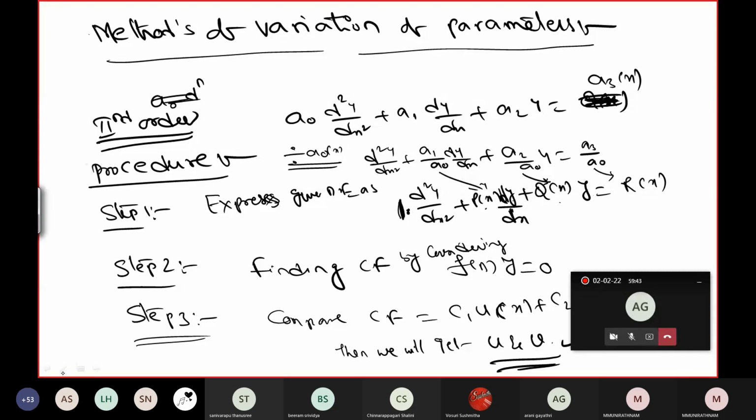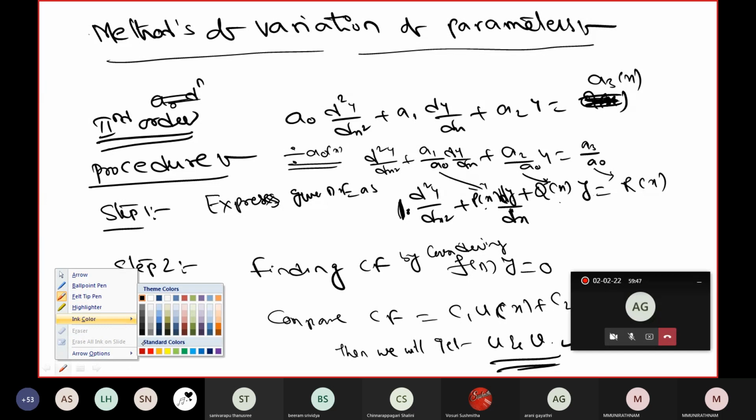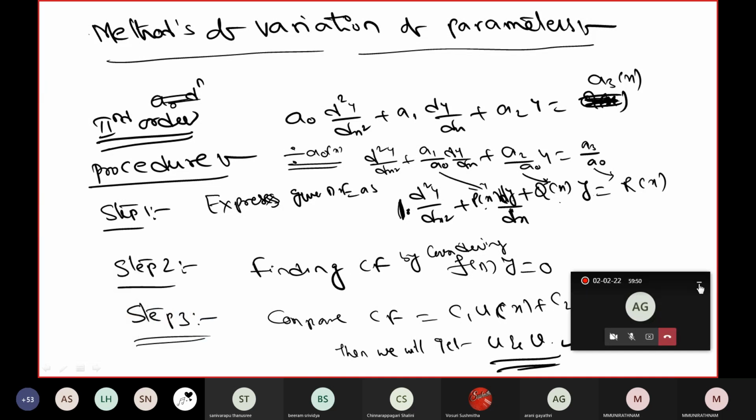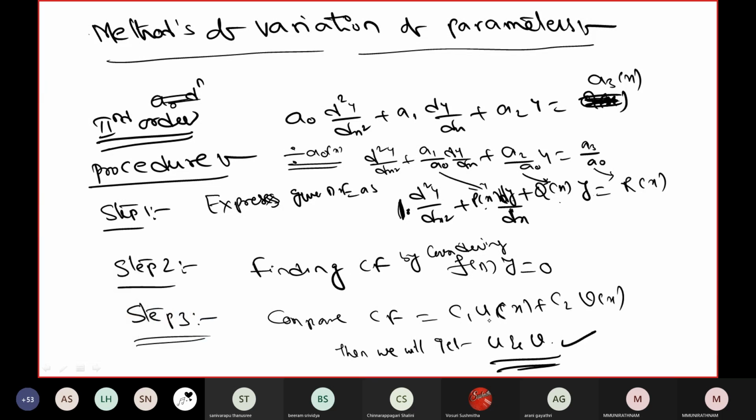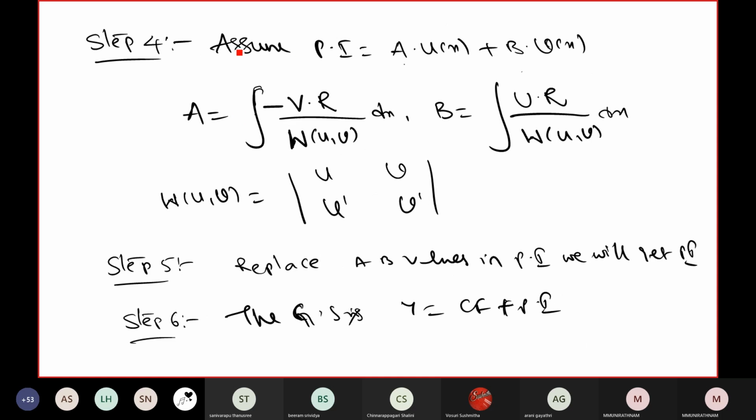Now coming to step 2, we will find CF. Comparing CF with C1 U of x and C2 V of x, we will get U and V. This is the same as what we have done in the previous method. Now coming to step 4, this is very important. We should assume PI as A into U of x plus B into V of x.